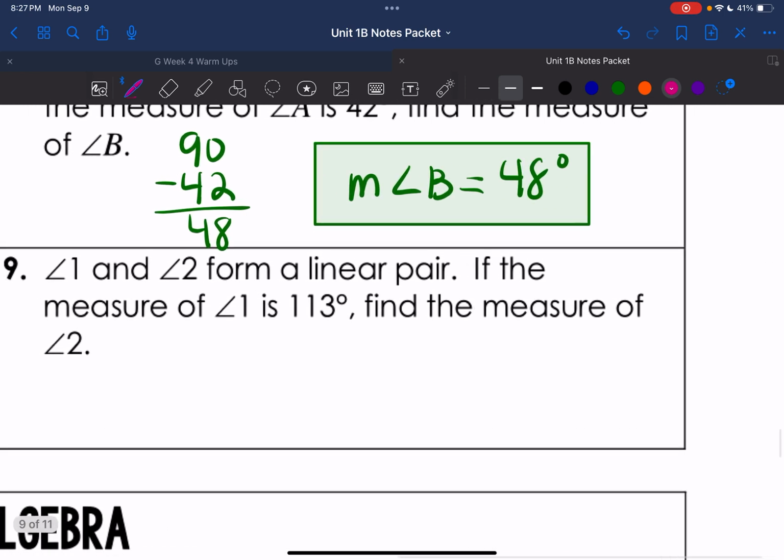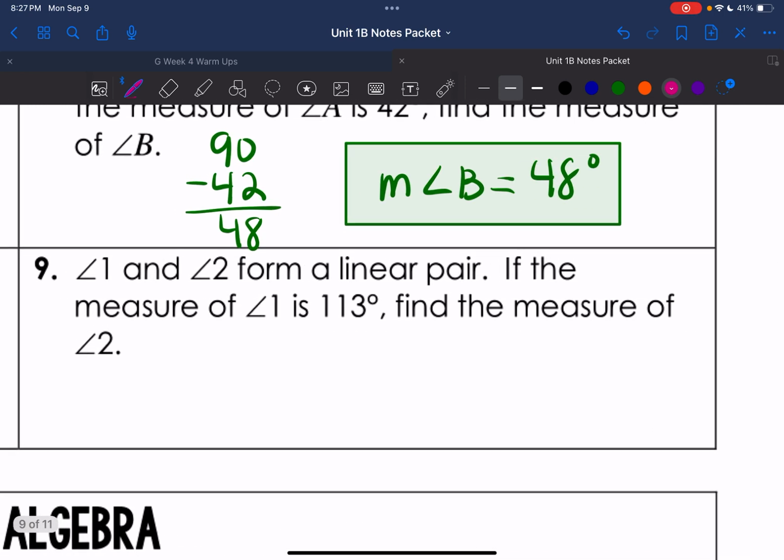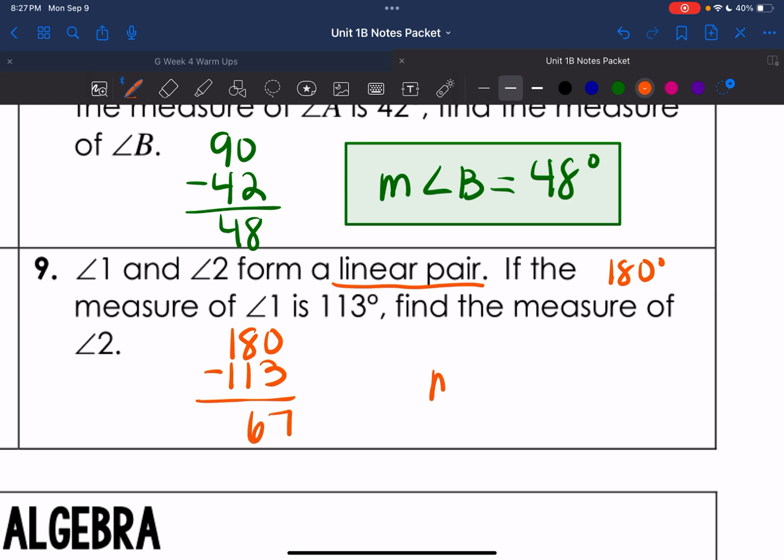Okay, and number 9 says that 1 and 2 form a linear pair. So linear pairs are supplementary, so this is going to be another one where they're 180. If the measure of angle 1 is 113, let's start with our 180, subtract our 113, and see what we have left. And I'm getting 67. So the measure of angle 2 has to be 67 degrees.